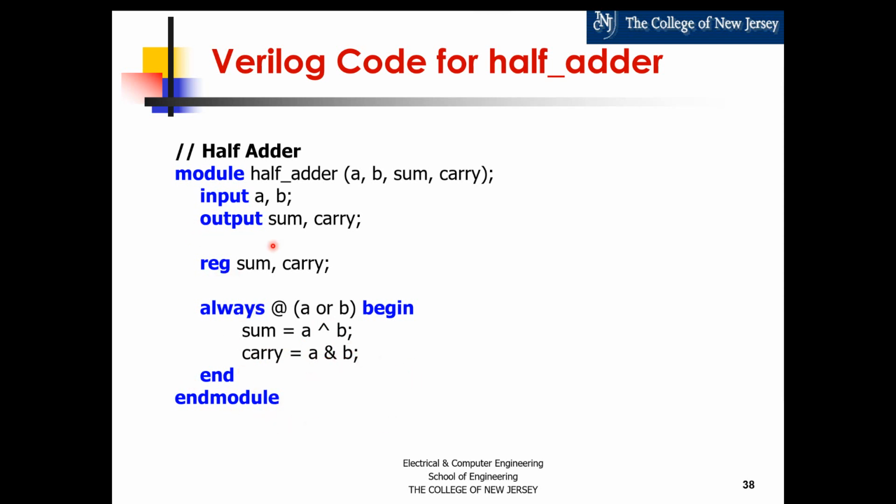Now, output, sum and carry are outputs. And here, we are recasting sum and carry as regs. Why are we doing that? Well, remember, wires and nets versus regs. The ports of a module.